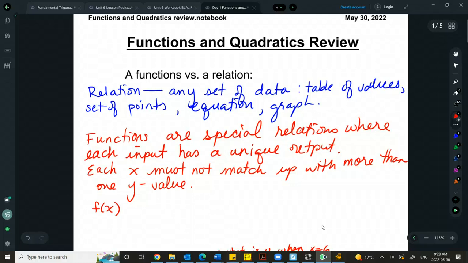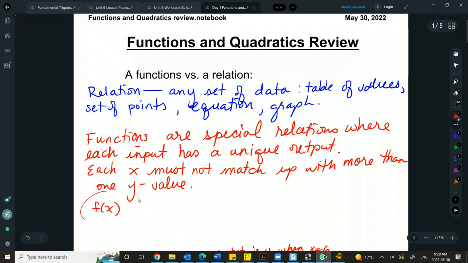Okay, so just to recap quickly here, we're going through the first unit, possibly some of the second unit here. We talked about the difference between a function and relations. So relations are any set of data, so that can be table of values, set of points, equations, graphs. And then functions fall under the umbrella of relations, where each input has to have a unique output. In other words, I can't have the same x-coordinate matching up with more than one different y-coordinate.